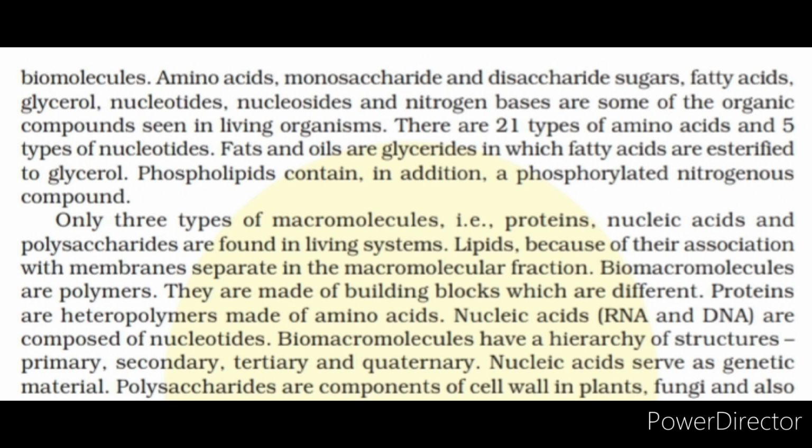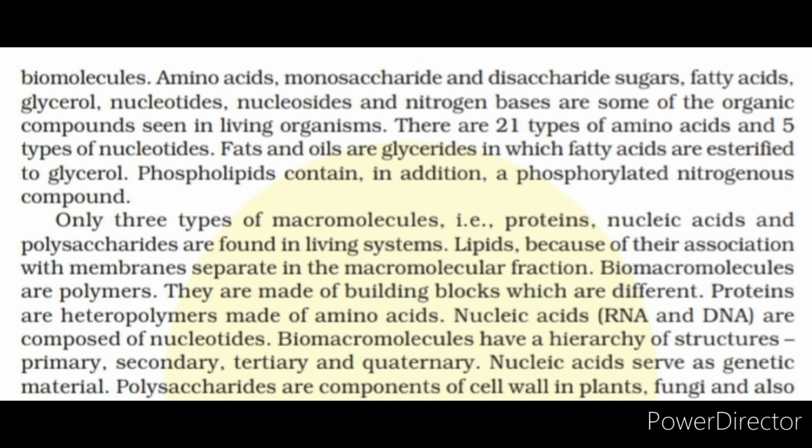Only 3 types of macromolecules, i.e., proteins, nucleic acids and polysaccharides are found in living systems. Lipids, because of their association with membranes, separate in the macromolecular fraction. Biomacromolecules are polymers. They are made of building blocks which are different. Proteins are heteropolymers made of amino acids. Nucleic acids, RNA and DNA, are composed of nucleotides. Biomacromolecules have a hierarchy of structures: primary, secondary, tertiary and quaternary.